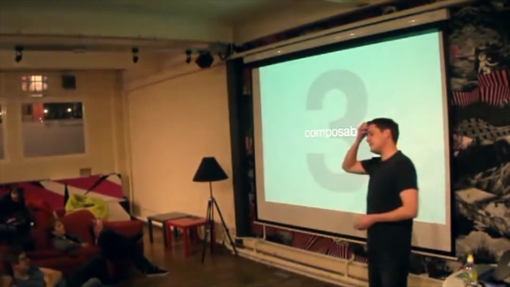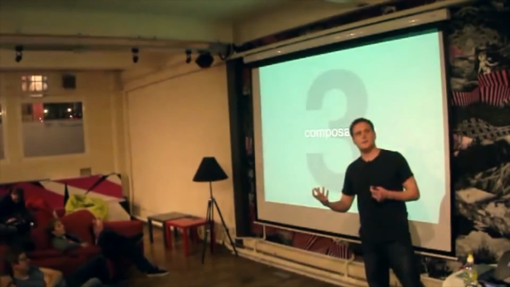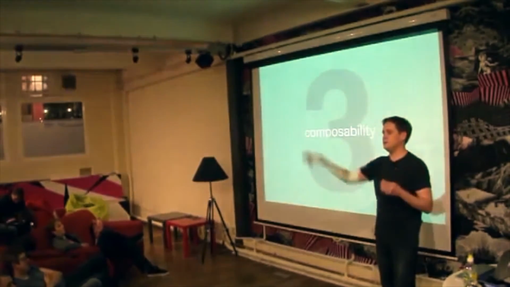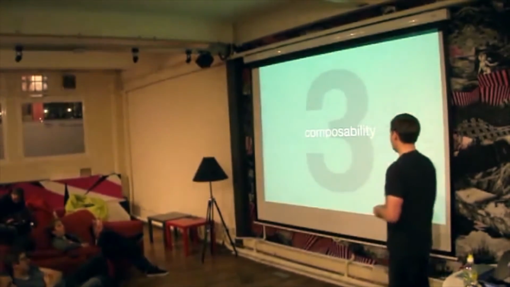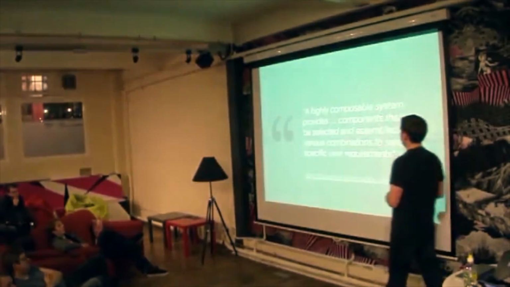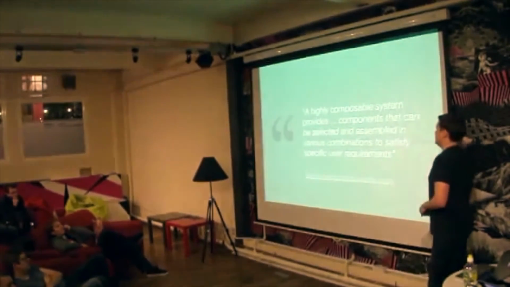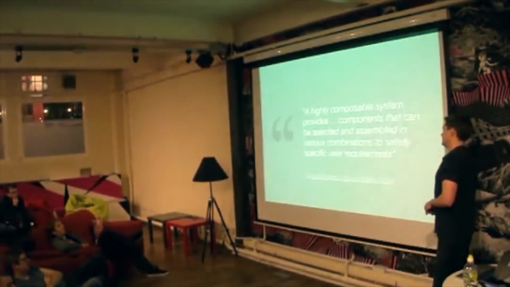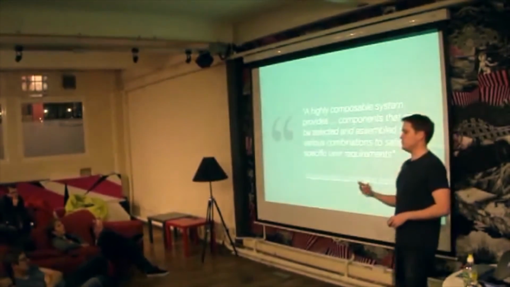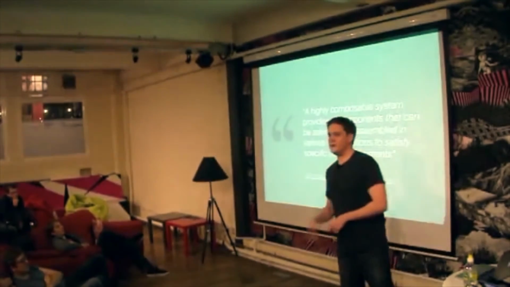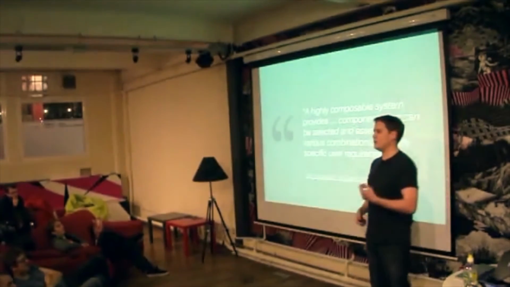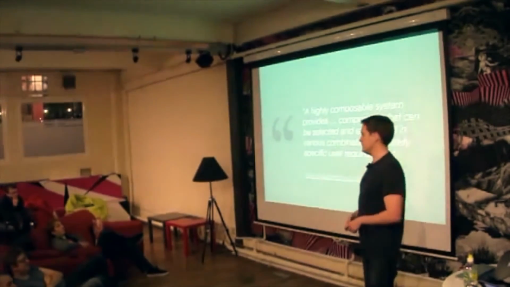Composability. Composability is the concept that any code should be constructed of lots of different parts, lots of different functions within that code. What does that actually mean? Well, a highly composable system provides components that can be selected and assembled in various combinations to satisfy specific user requirements. If I can release a new piece of functionality to some users, but I only have to write 50% of the code, I've saved myself a lot of time. And that's what a highly composable system allows us to do.